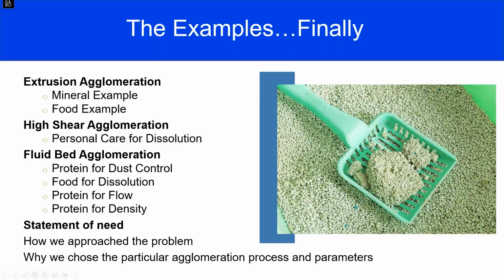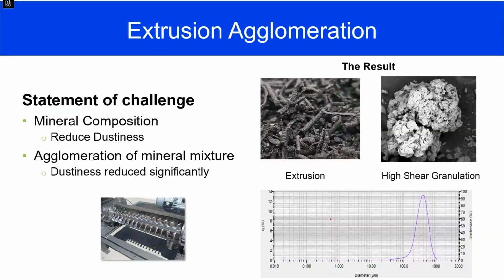So let's look at some of these examples. We're going to look at three processes. We're going to look at some extrusion agglomeration examples, one high shear agglomeration example, and then a number of fluid bed agglomeration examples. In each case, I'll be talking about what we're trying to do here, how we approach the problem, and why we chose a particular agglomeration process and parameters to give us the final results that we're looking for.